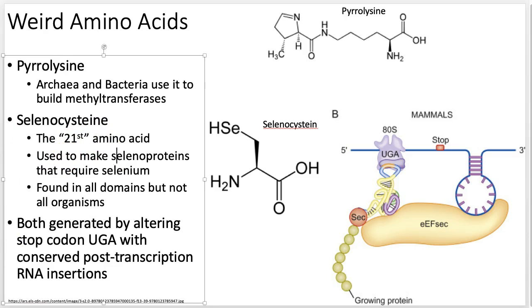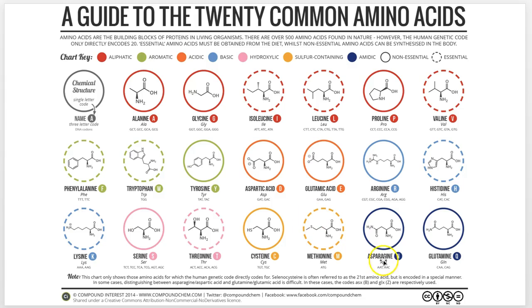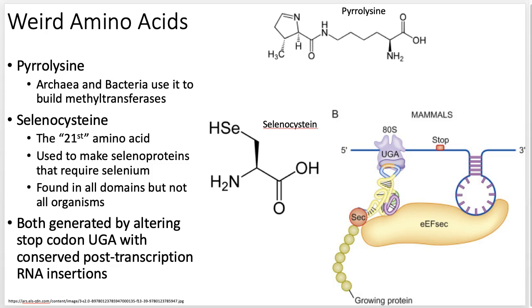You will see some charts like these that list selenocysteine. Here it even has a little reference down here: selenocysteine is often referred to as the 21st amino acid, but it is encoded in a special manner. They're showing the codons here, GGT, GGC. They don't list selenocysteine because we need to talk about how it actually comes about, but some charts do list it. I would argue that you don't need to list it because it's kind of a weird one.